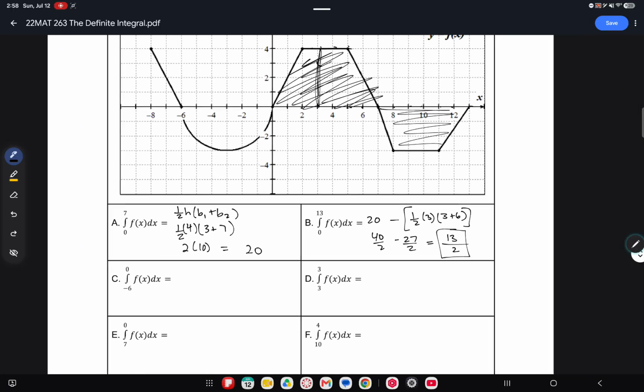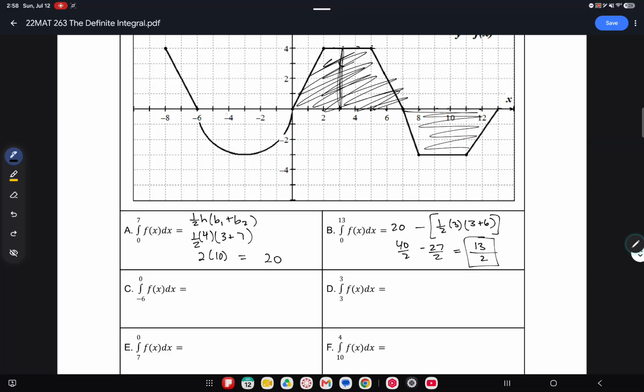Then we want to go from -6 to 0. -6 to 0 is this semicircle, so that's going to be pi r squared divided by 2. Let's see, the diameter is 6, so the radius is 3. So 3 squared, and then pi over 2, which will give me 9 pi over 2, but it's all under the axis, so that's going to be a negative 9 pi over 2.